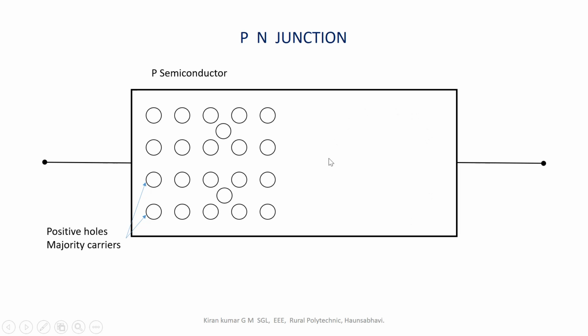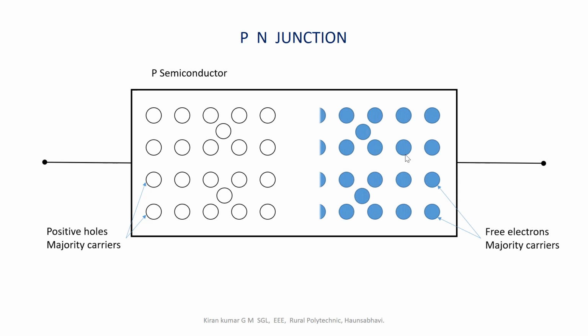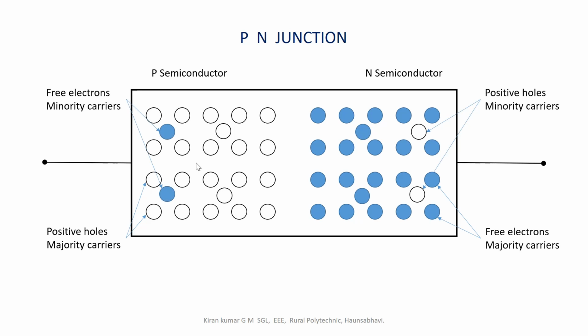When the other side of this semiconductor bar is doped by a pentavalent donor impurity like arsenic, it creates a large number of free electrons which are negatively charged, and this region is named the n-type semiconductor. In addition to these majority charge carriers in each type of semiconductor, there will be a few minority charge carriers in both p-type and n-type semiconductors.